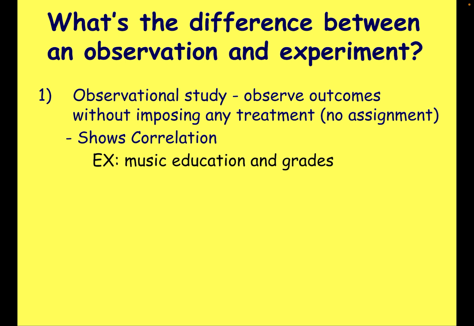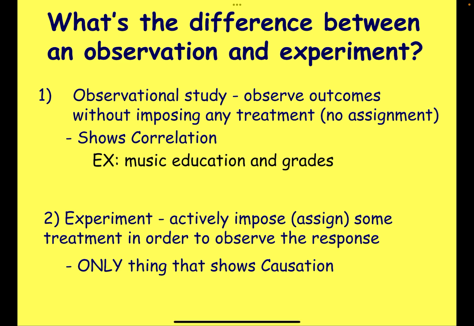Experiments, on the other hand, have to actively impose or assign some sort of treatment in order to observe what we call the response, right? The response is usually what we're measuring at the end. Again, experiments are the only thing that shows causation. That is a very popular AP question where they say which of the following can show that one causes the other, and you are literally just looking through the choices, looking for that experiment.